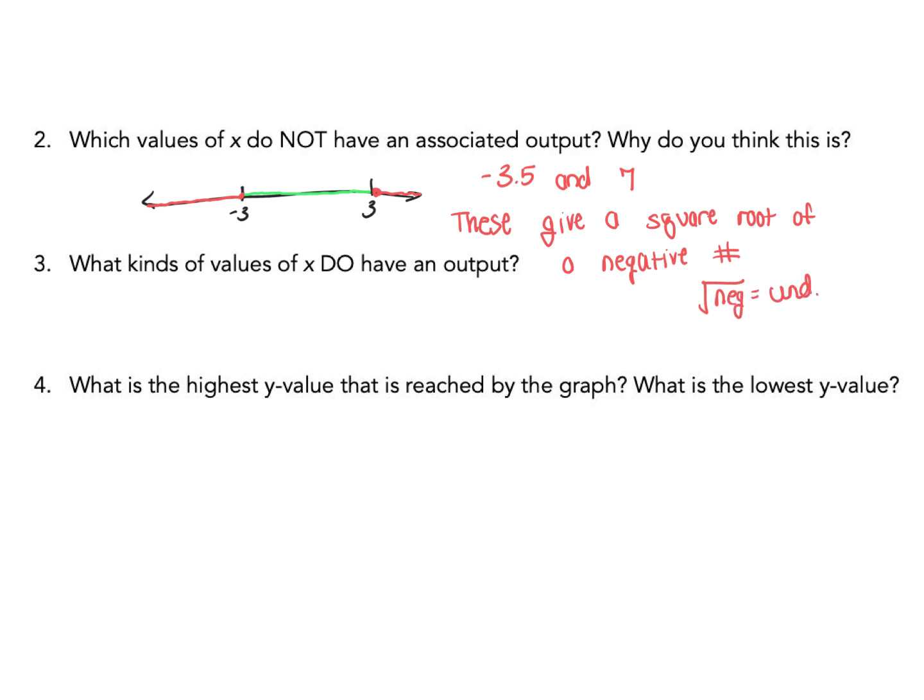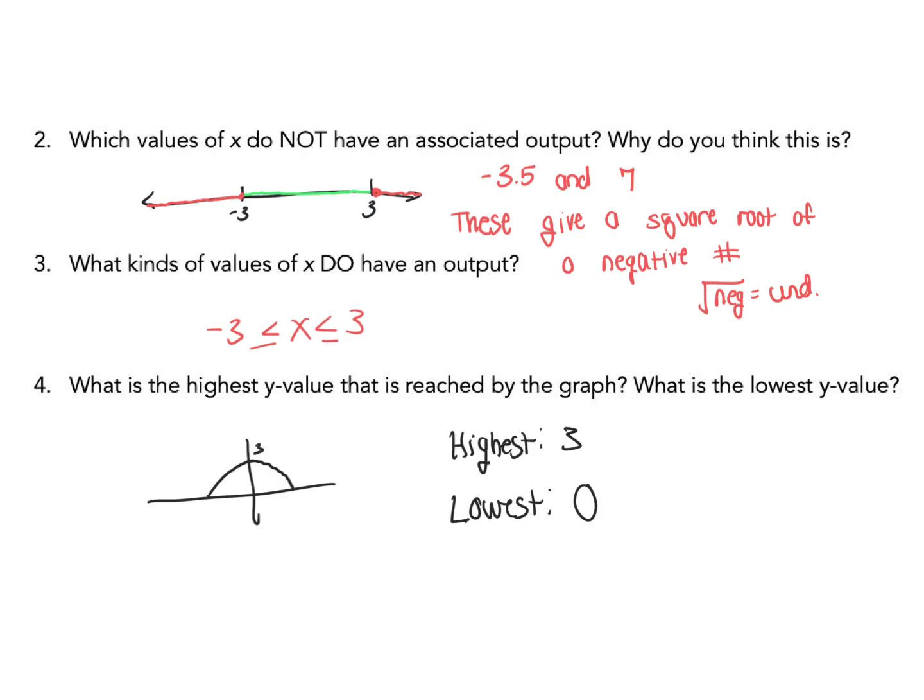And then which values of x have an output? That's from negative 3 to 3, including them too. What is the highest y value that is reached by the graph? So the highest y value is 3, the lowest is 0. And these are the y values, so it's talking about the y-axis. Okay. So this is the lowest. And this is the highest.